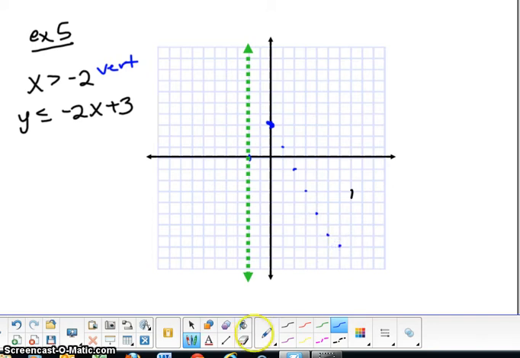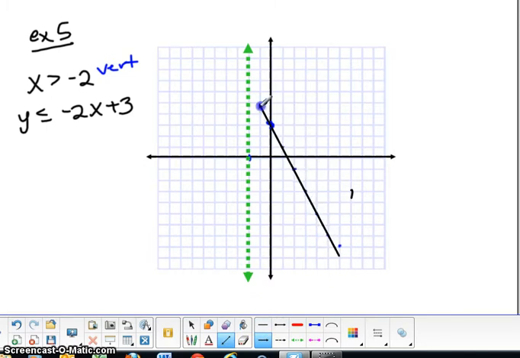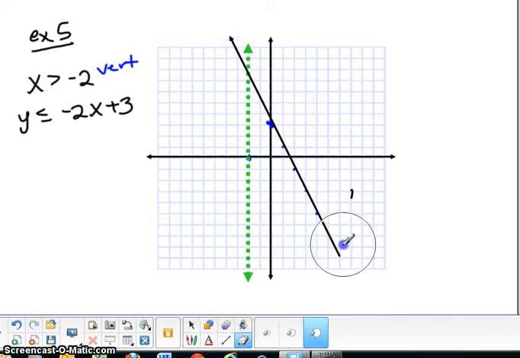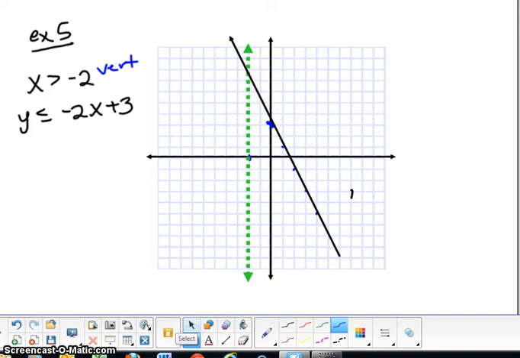And then this is a dotted or a solid line. So I'm going to make this solid, and looks like I messed up there. And looks something like that. Let me get rid of that last point that I did. That was not good. Okay, so now let's do the shading.